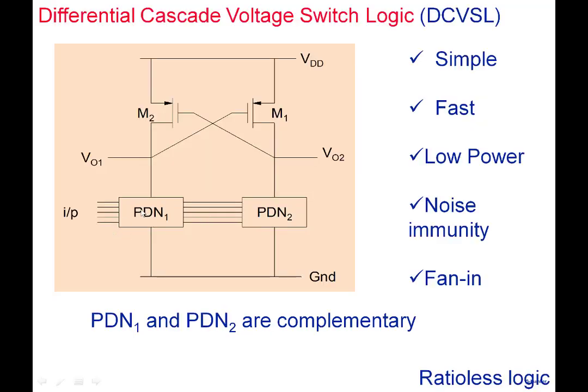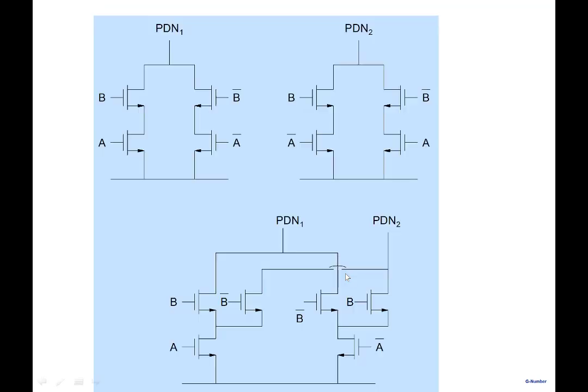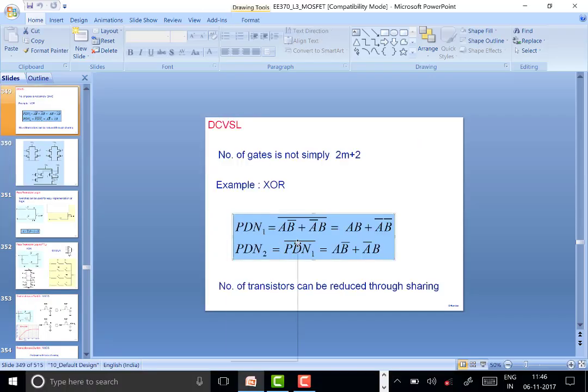PDN1, first one. I'm building an XOR gate. So PDN1 is AB bar plus A bar B. Whatever gate you're building, whatever the logic function is, take its complement, and that forms the pull down network. So AB plus A bar B bar. The other pull down network is the complement of PDN1, so you take the complement of this and it becomes here. All right, look at PDN1 and PDN2. Maybe what I should do is copy PDN1 and put it here so you can see clearly.